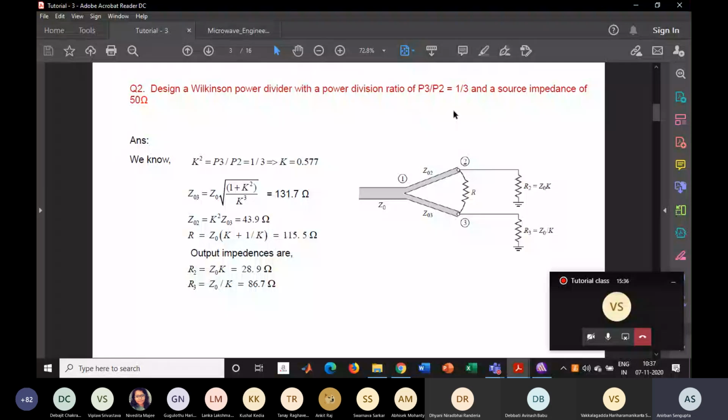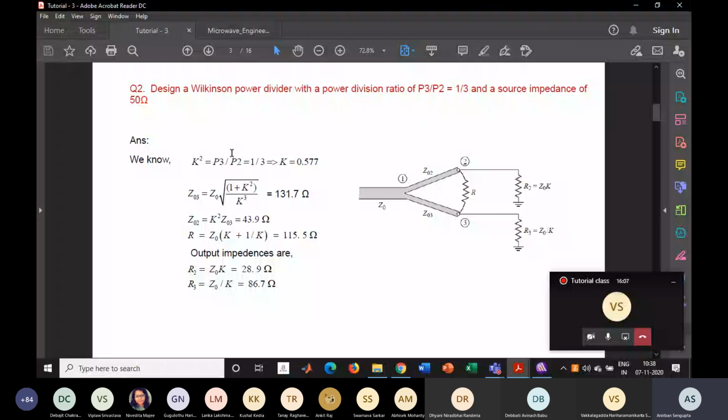Wilkinson design. So these equations are directly written in the book. When you study the Wilkinson power divider section, you will find one part which is called the unequal power division, and that equation is written here. So the power ratio is 1/3. So K is the ratio factor. So K squared equals P3 by P2. Now from that I can find what is the value of K.